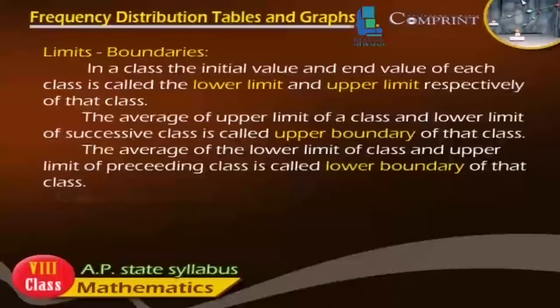Limits, boundaries. In a class, the initial value and end value of each class are called the lower limit and upper limit respectively of that class. The average of the upper limit of a class and the lower limit of the successive class is called the upper boundary of that class. The average of the lower limit of a class and the upper limit of the preceding class is called the lower boundary of that class.